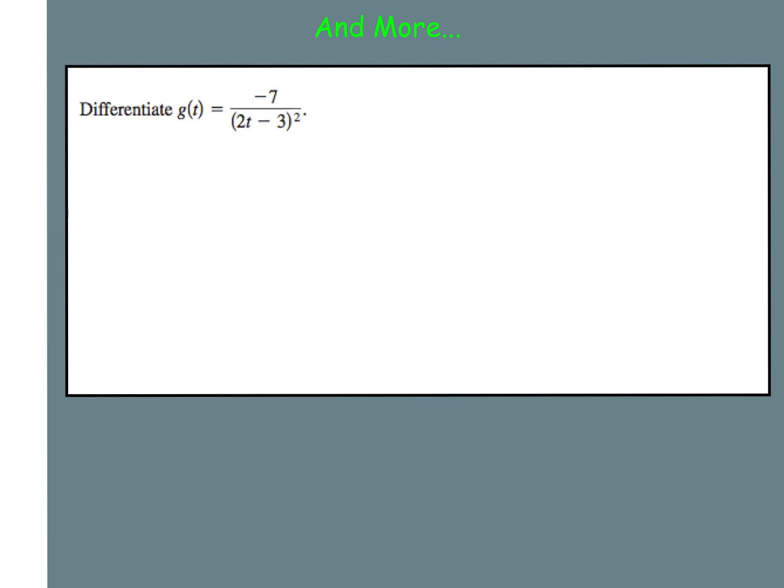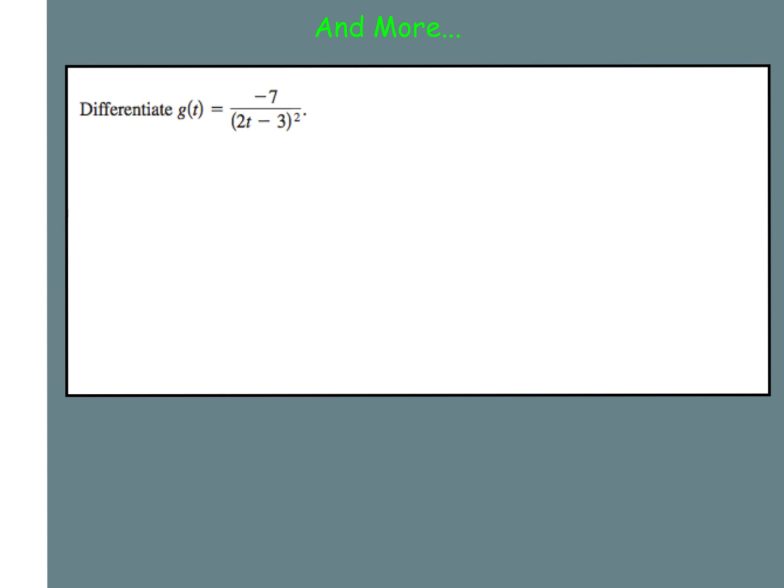So we have g of t is equal to -7 over the quantity 2t minus 3 squared. Well, this is a rational function. It has a fraction involved. So what rule should we use? Quotient rule. I'm going to use the quotient rule first, and then I'm going to show you a trick to never use quotient rule on these again, because I don't want to. All right, so let's do the quotient rule.